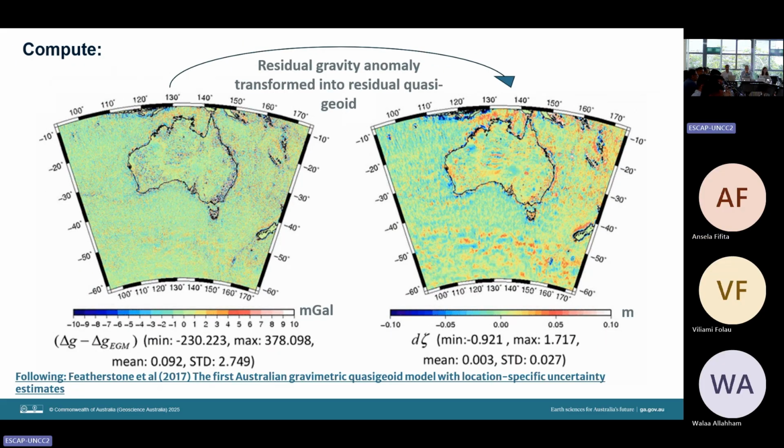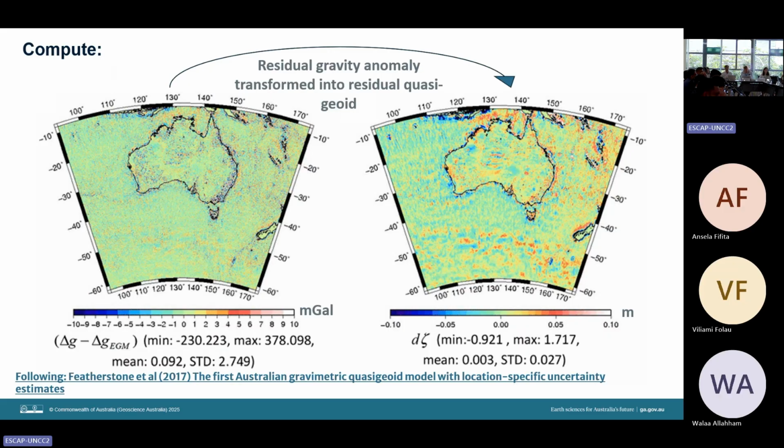So the next step is to transform our residual gravity anomaly into a residual quasi-geoid. The classic route to do this is using Stokes integral, where we convolve the residual gravity anomaly with Stokes kernel to recover the corresponding geoid signal in the spectral band that we've kept. It sounds complicated, but there are software packages available that can do this, and I'm happy to refer people in the room to those. There are other approaches to do this too.